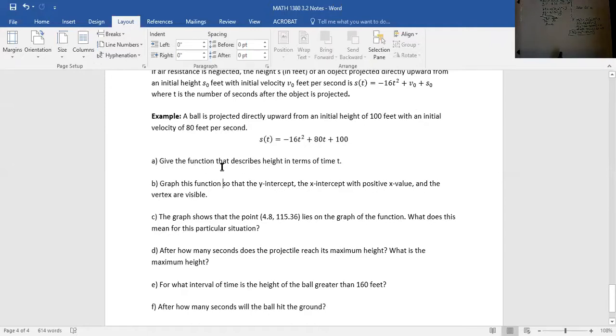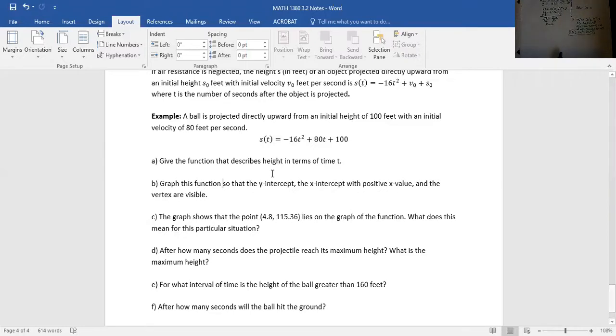Okay, so it says give the function that describes the height in terms of time. Well, that's what this is. So this is saying the height in terms of time. So if I put a t in here, I fill in a number, that's going to give me what the height is in feet. All right, so we've already got that given to us. Now it says graph this so that you can have a good picture of it. You want to be able to see the y-intercept, the x-intercept, and the vertex. That's really important that you can see that.